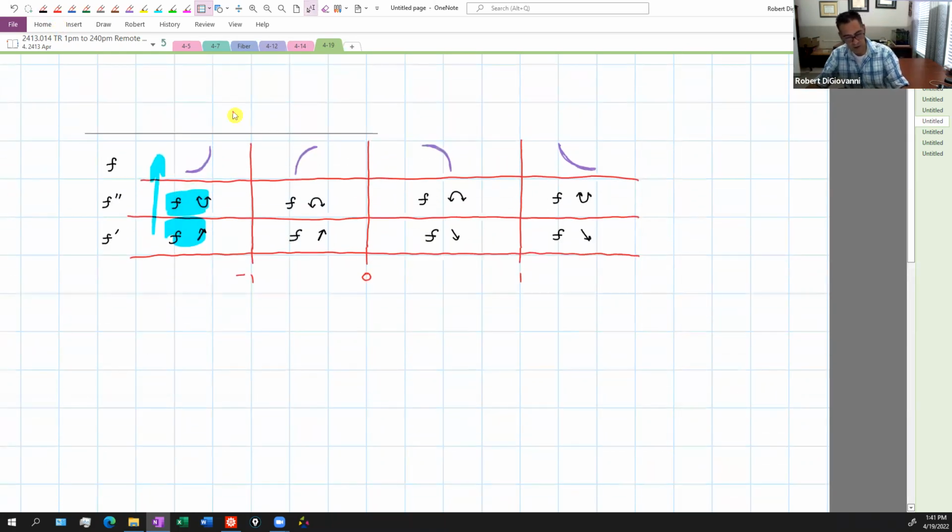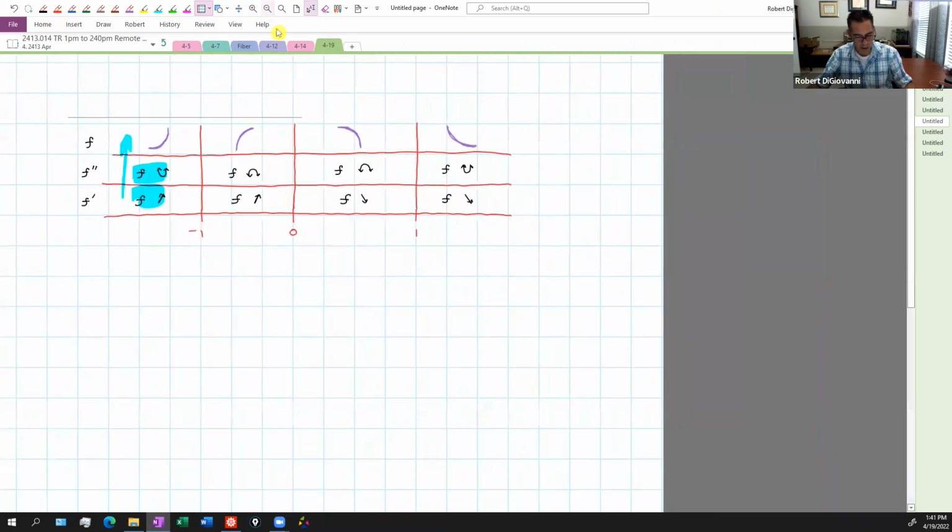I'm going to try and draw this. I'm going to zoom out just a little bit. Okay, here we go. Here's my y-axis. Here's my x-axis.